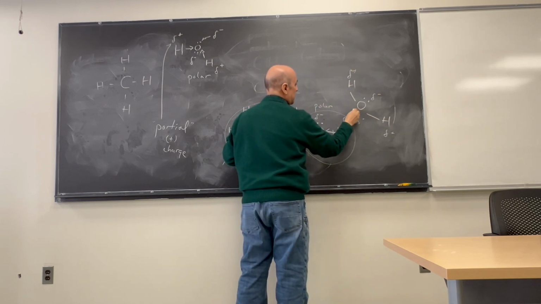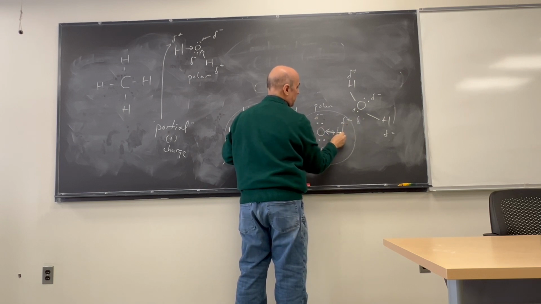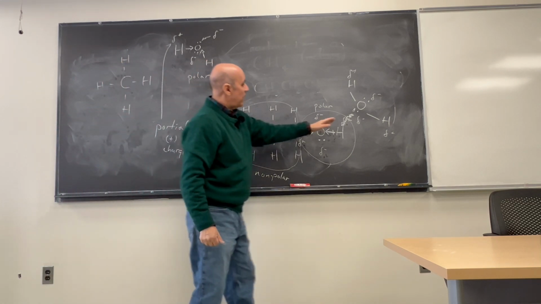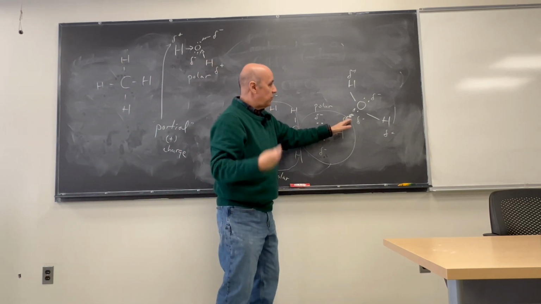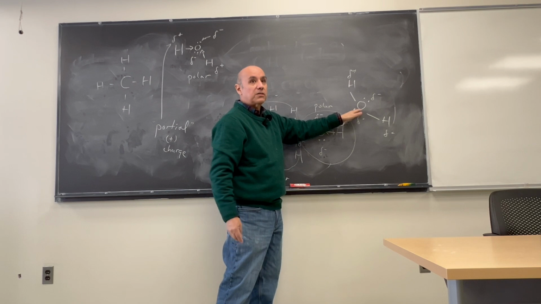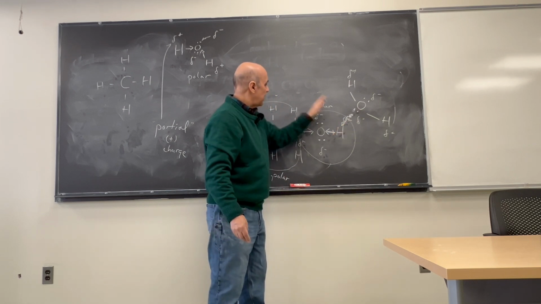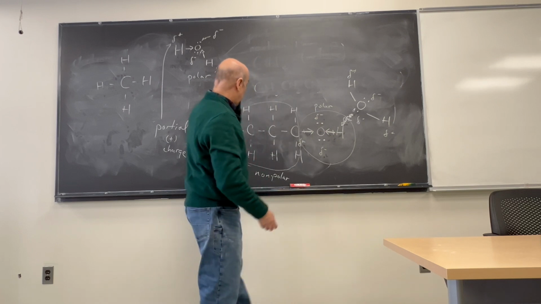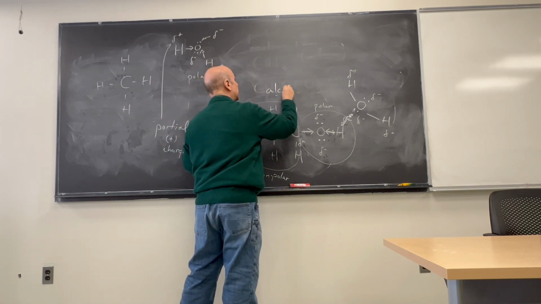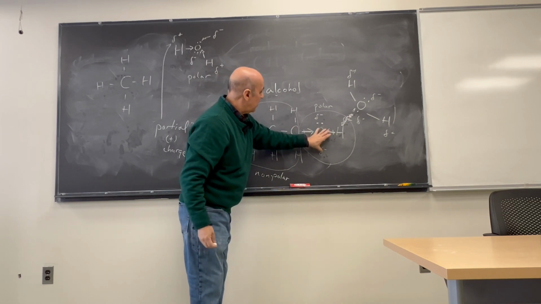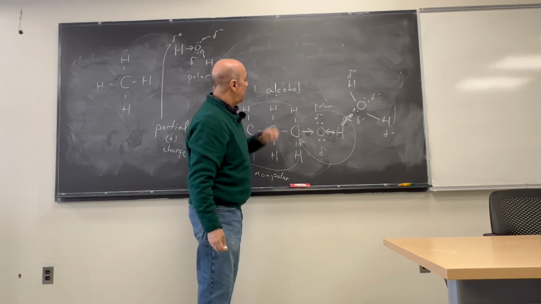So this partial negative is feeling this hydrogen and it's been attracted to it. With that wavy line, I'm trying to represent an attraction, an electrical attraction between this negative part of the water and this positive part of this alcohol. Sorry, I just called it an alcohol without telling you, but that's an alcohol. Anytime that you see an OH by itself connected to a carbon, you have an alcohol.